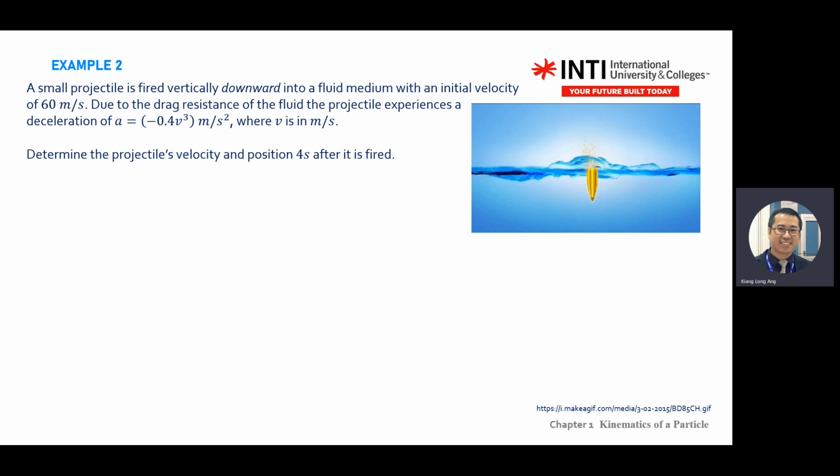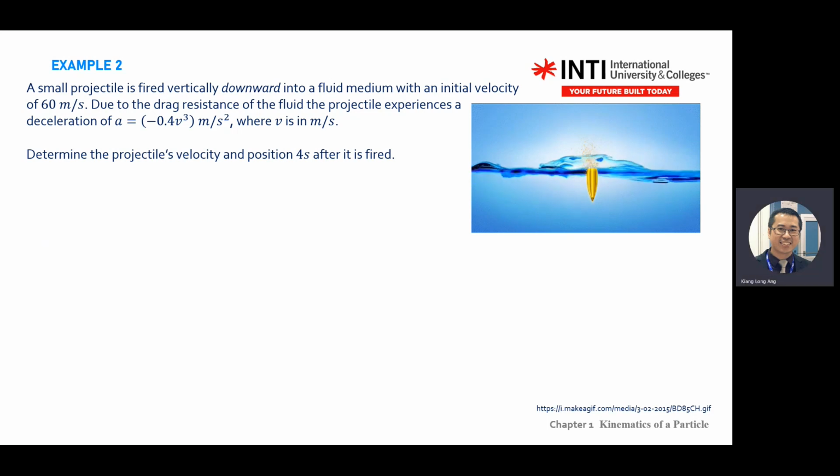Velocity, initial velocity is 60 meters per second. Now the starting velocity is not 0 anymore. Now the starting is 60 meters per second. Due to drag resistance, in this fluid projectile experiment, the acceleration A is given here. Of course, this is a very friendly question. In the final exam, I won't give you the acceleration like this.